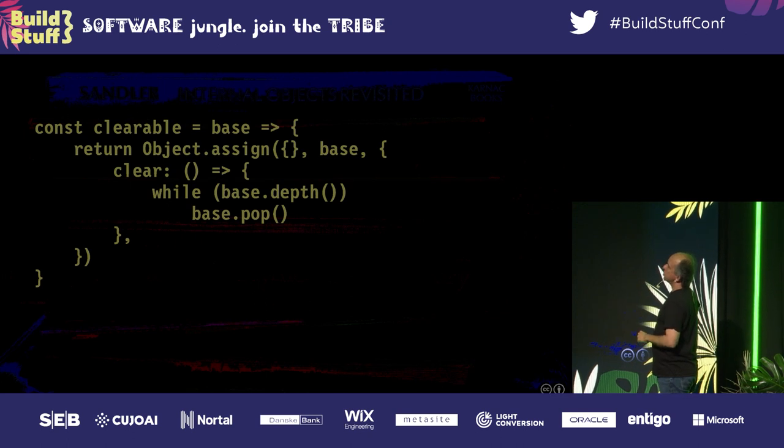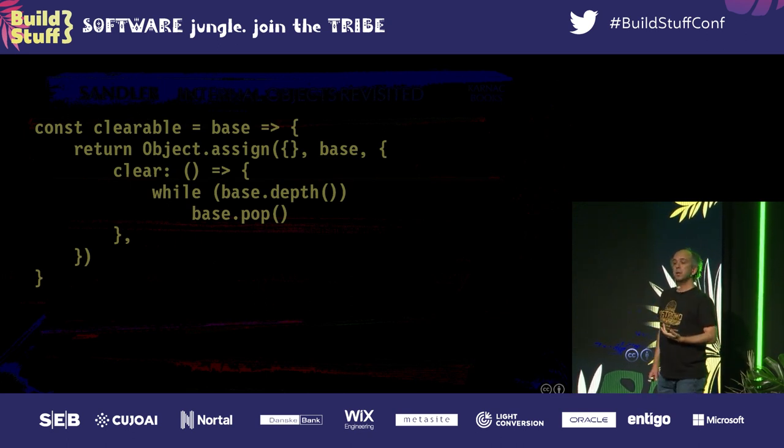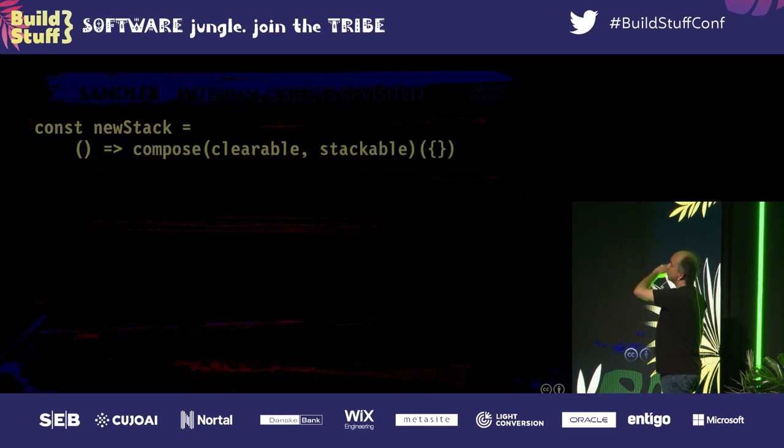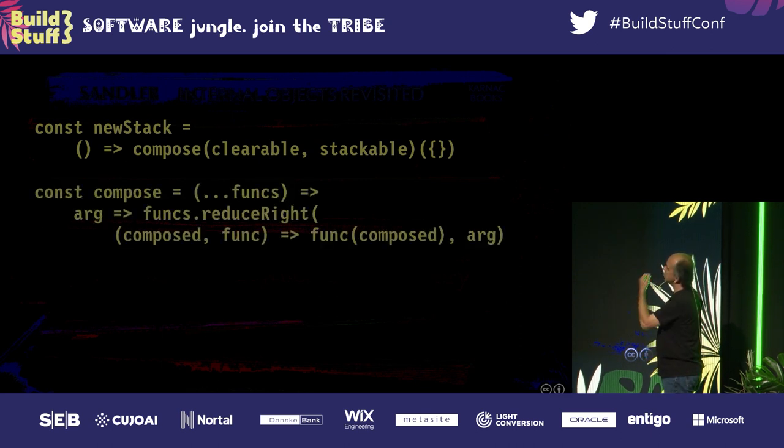And let us also add in extra behavior. Perhaps we want it to be clearable as well. So apart from just push and pop, I can also clear it. Okay, we'll add this one in. So now I can create my new stack so that it is stackable and clearable. I could even tidy up the operations and say multiple inheritance or multiple composition using some bits and pieces here.